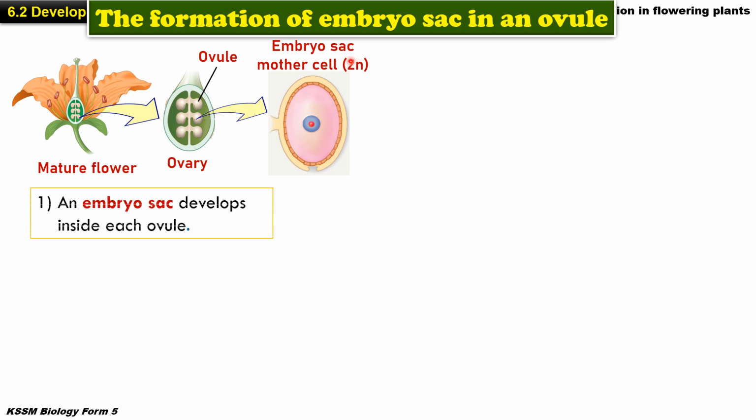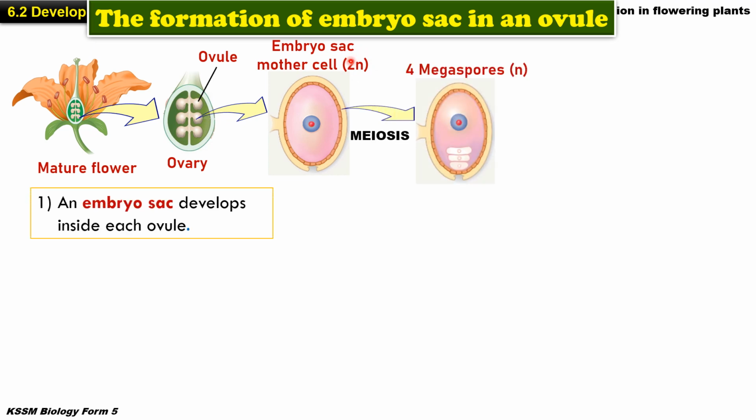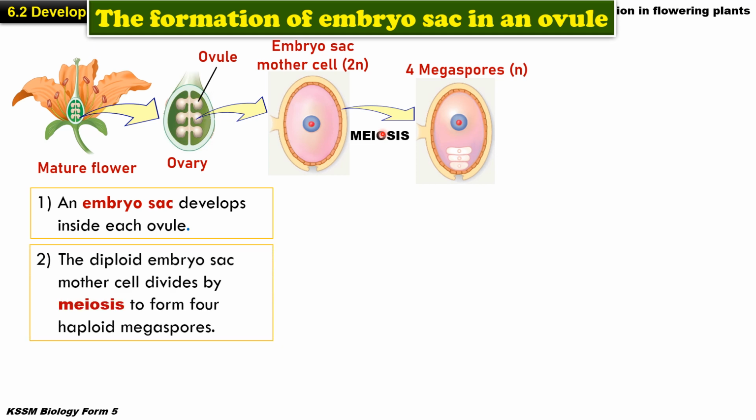Each of the ovule, okay, they are the embryo mother cell. Okay, this part, semua ovule ni kita panggil sebagai embryo mother cell. Yang ni, yang ni, yang tengah ni. Bukan semua part, yang ni. So, dia ialah berapa? 2N. Okay, alright. And what will happen?